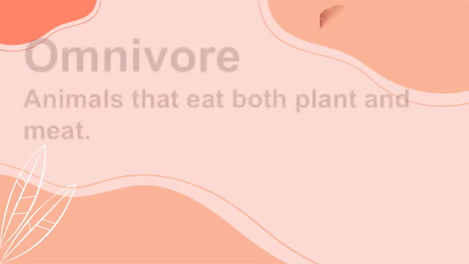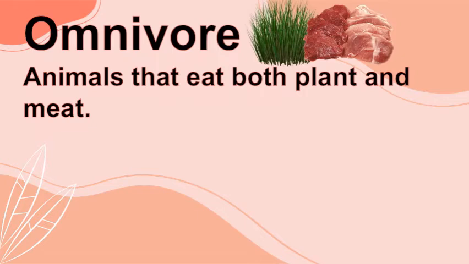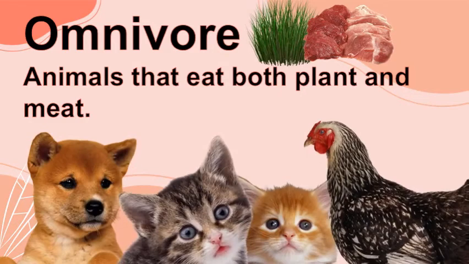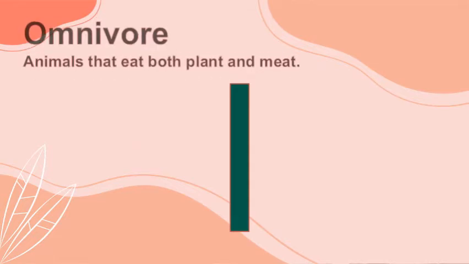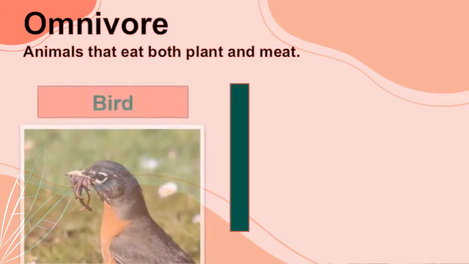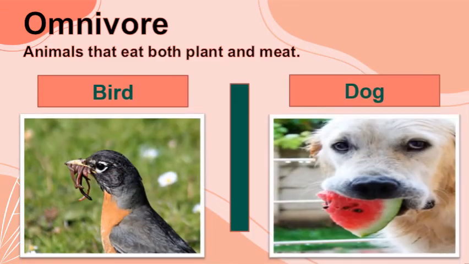Omnivores. These are the animals that can eat both plant and meat. For example, a dog, cats, and chicken. Look at the pictures. We have here a bird and a dog. A bird can eat worms or other insects, but it can also eat fruits or seeds.